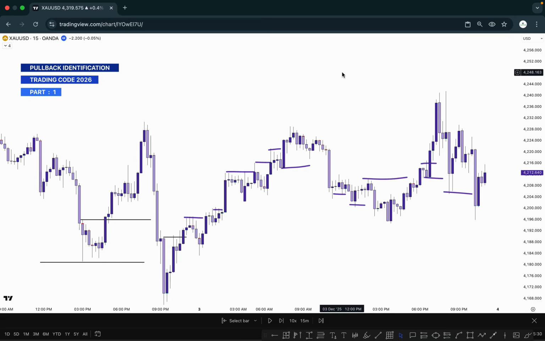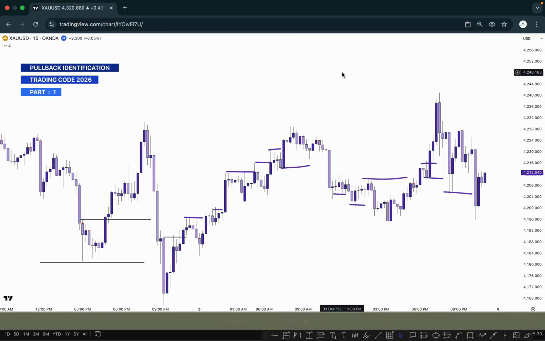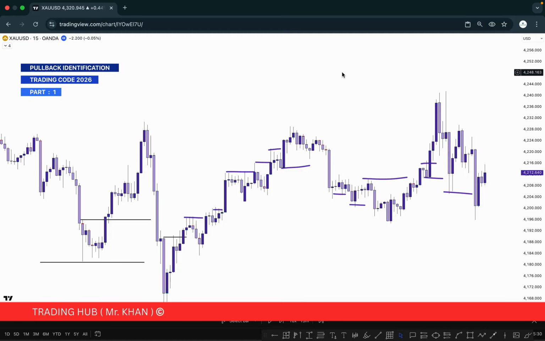In the next chapter you will learn how we can mark the structure, inducement, and everything. It all depends on our pullback. That's why it is important to identify the valid pullback. When you are able to identify a valid pullback, then you can mark a valid structure, valid inducement, and valid liquidity. If you did not understand any key point, you can simply rewatch this chapter multiple times.